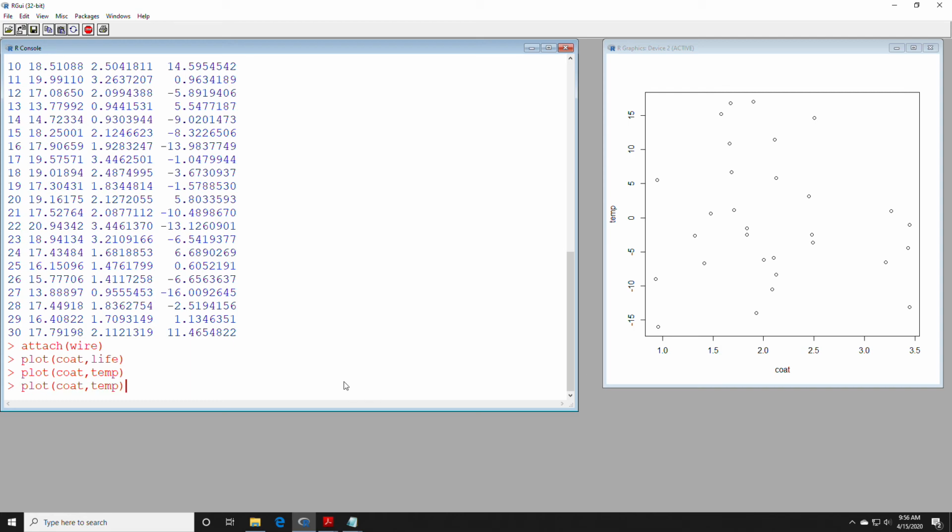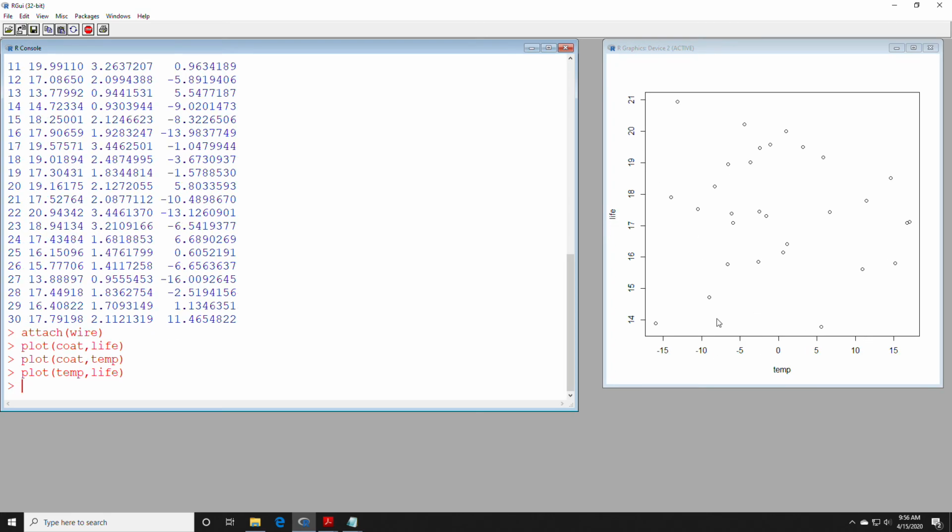Sorry. It helps if you put the right variables. We had temperature, which is not the y, and we had coat, which is not what we wanted. So now we can see we have temperature and lifetime. Make sure you have the right variables.